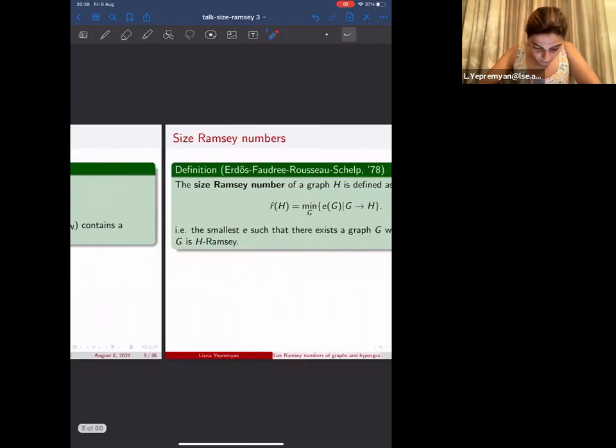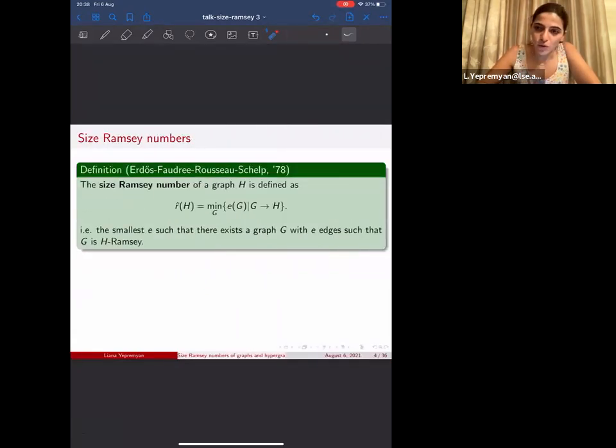Okay. And the reason why I do it like that is because I want to draw the analogy between the Ramsey numbers and the size Ramsey numbers, the main topic of my talk today. So the size Ramsey number of any graph H was defined by Erdős, Faudree, Rousseau, and Schelp in the 70s. And they defined it to be the minimum over all G of the number of edges in G, such that G is Ramsey for H. So the difference between this and the classical Ramsey number is that here I'm minimizing the number of edges of the graph, while previously I was minimizing the number of vertices of the graph G.